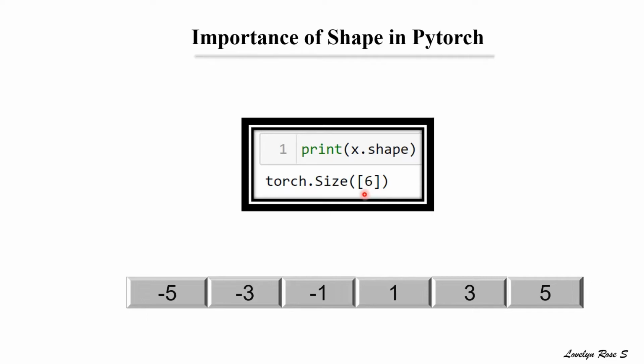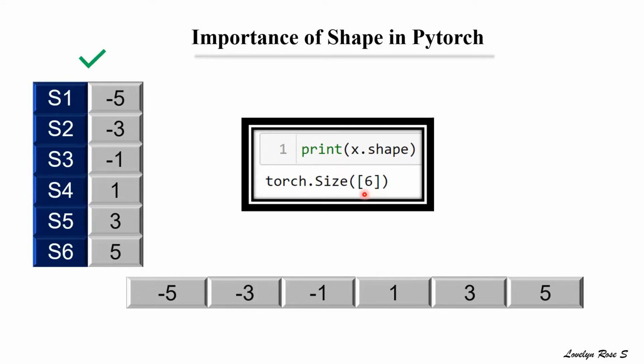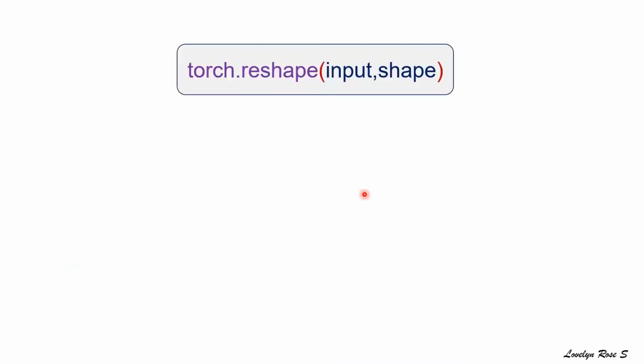But in reality, when you want to give it as input to an artificial neural network, like a multi-layered perceptron, we want to give different samples as input. Each should be a different row. So now, what I had as one row with 6 columns should now become 6 rows with 1 column. To achieve that, I use something called reshape.